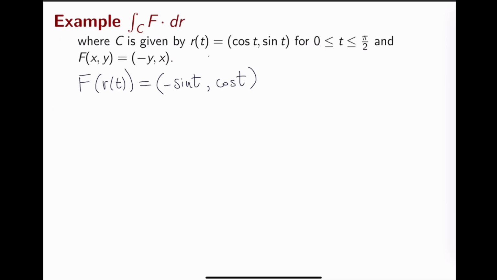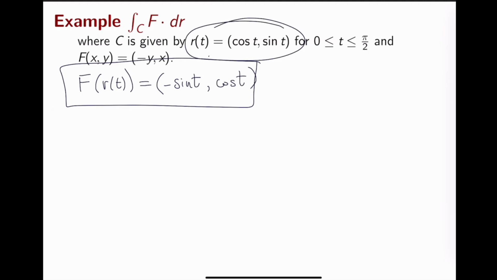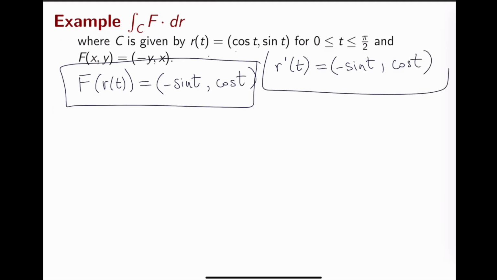So we got then the evaluation of the vector field at the curve. And this is the first of the vectors that we need for our dot product. The second one is going to be just the derivative of the curve. So let's calculate the derivative of the curve. The derivative of cosine is minus sine, and the derivative of sine is cosine. Okay, so we have already the other vector that we need in order to do the dot product.